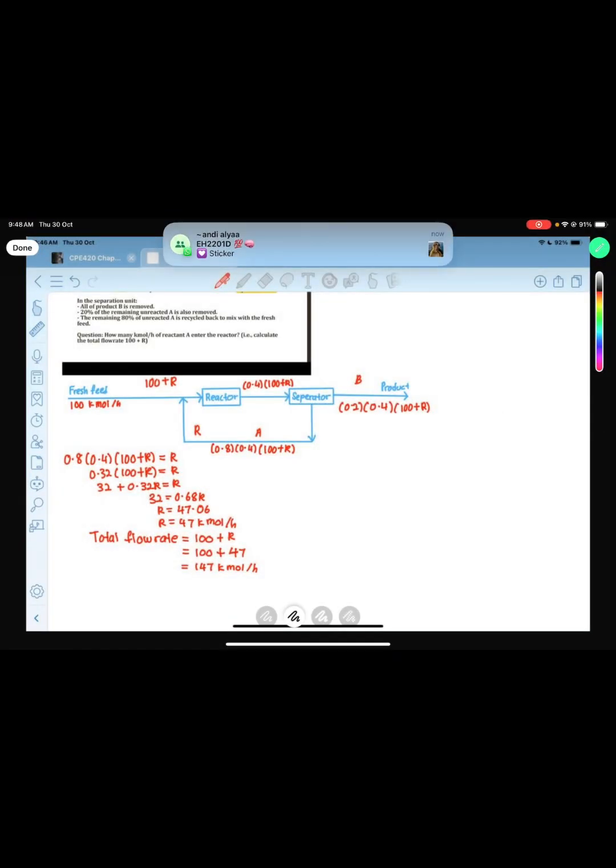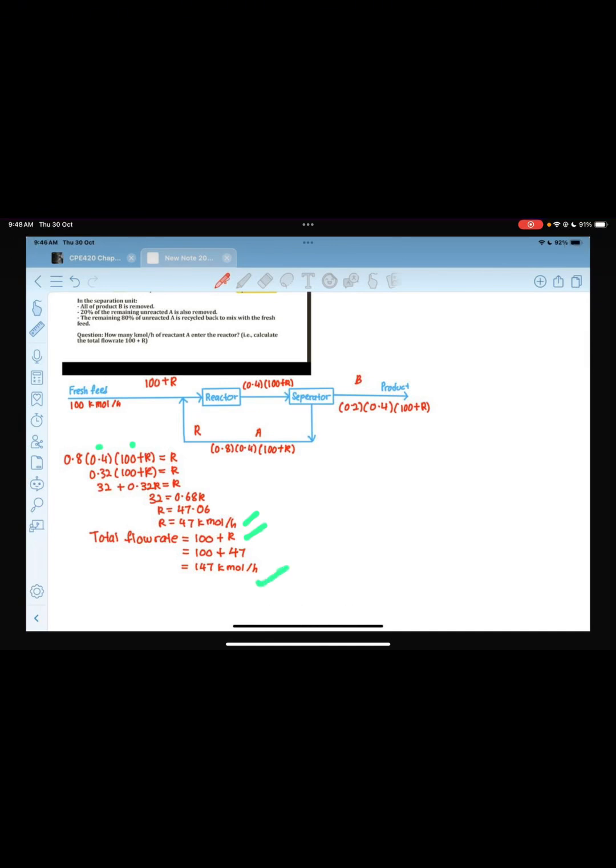Okay, for the calculation, we took the R equation. R equals 0.8 times 0.4 times 100 plus R. So we solve the equation and we get R equal to 47 kilomole per hour. So the total flow rate is 100 plus R. So R is 47, we add it with 100, and we got the final answer is 147 kilomole per hour. That's all.